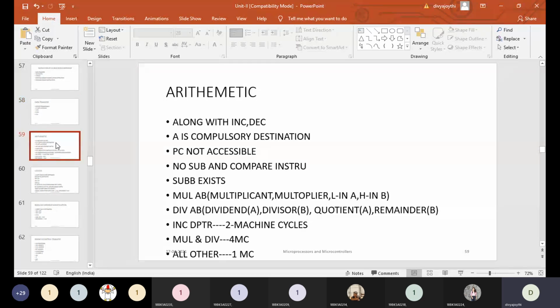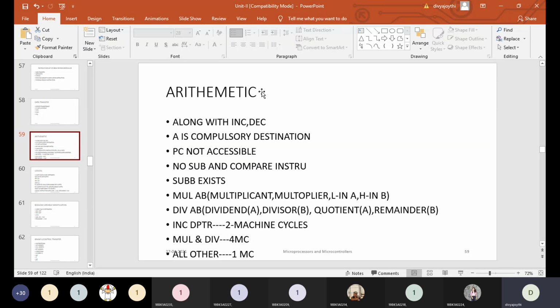Moving on to the next type, next is the arithmetic instructions. By looking at the name itself, you can say that these kinds of instructions are used for performing arithmetic operations like addition, subtraction, multiplication, division, etc. But keep this point in your mind: the 8051 microcontroller does not support subtraction. That means it doesn't have an instruction which can perform the plain subtract operation.